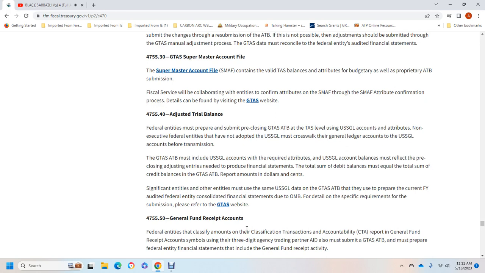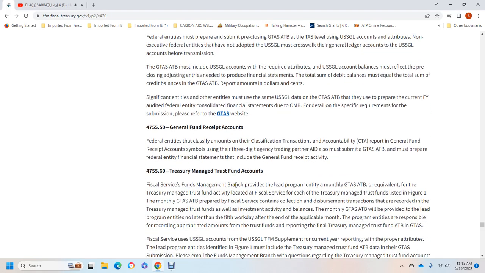Significant entities and any other entities must use the United States Standard General Ledger for the data of the Government-wide Treasury Account Symbol adjusted trial balance, prepared by either the preparer or the official of the audited federal entity with the consolidated financial statement of the United States Office of Management and Budget. For details on specific submission requirements, please refer to the GTAS website.